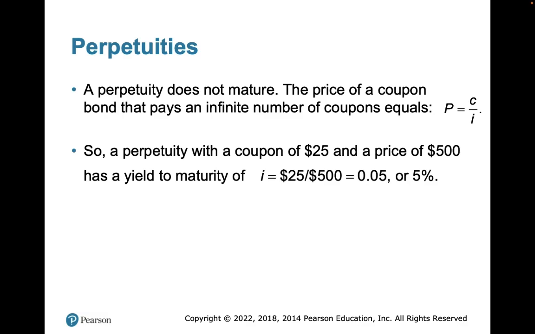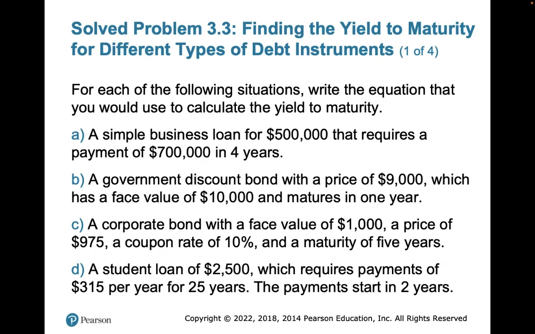Then we also have perpetuities. A perpetuity does not mature. The price of a coupon bond that pays an infinite number of coupons equals P equals C over i. So for a perpetuity with a coupon of $25 and a price of $500, the yield to maturity, or interest rate, is $25 over $500, and you get this percentage. That gives the interest rate.